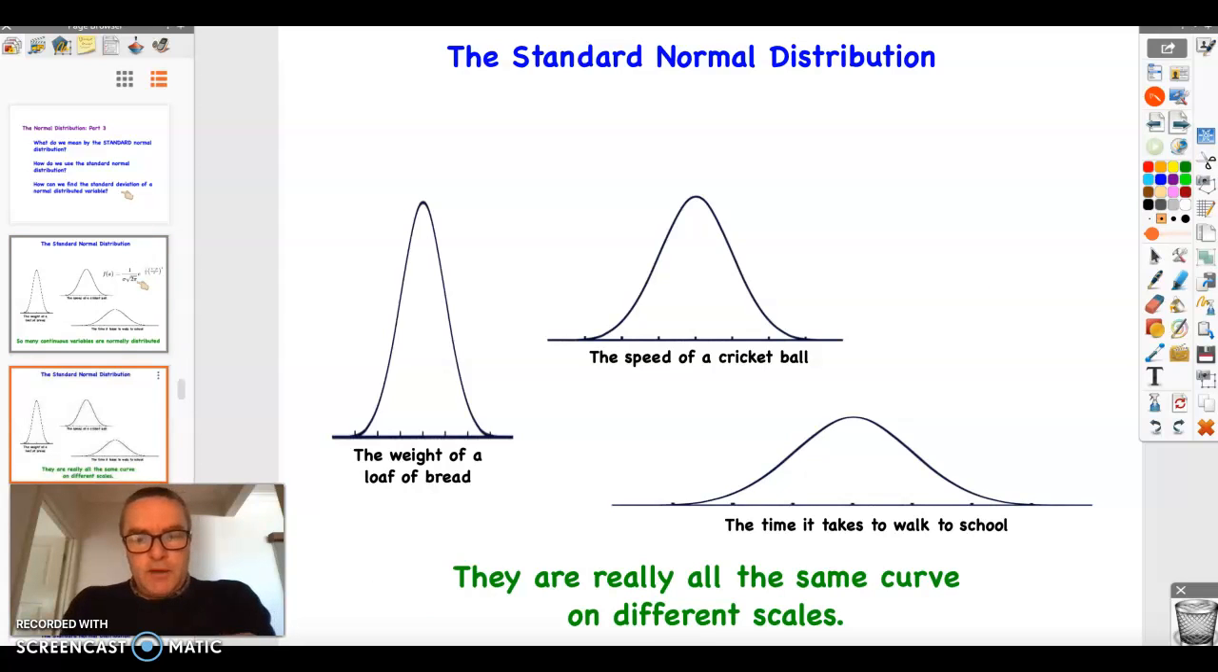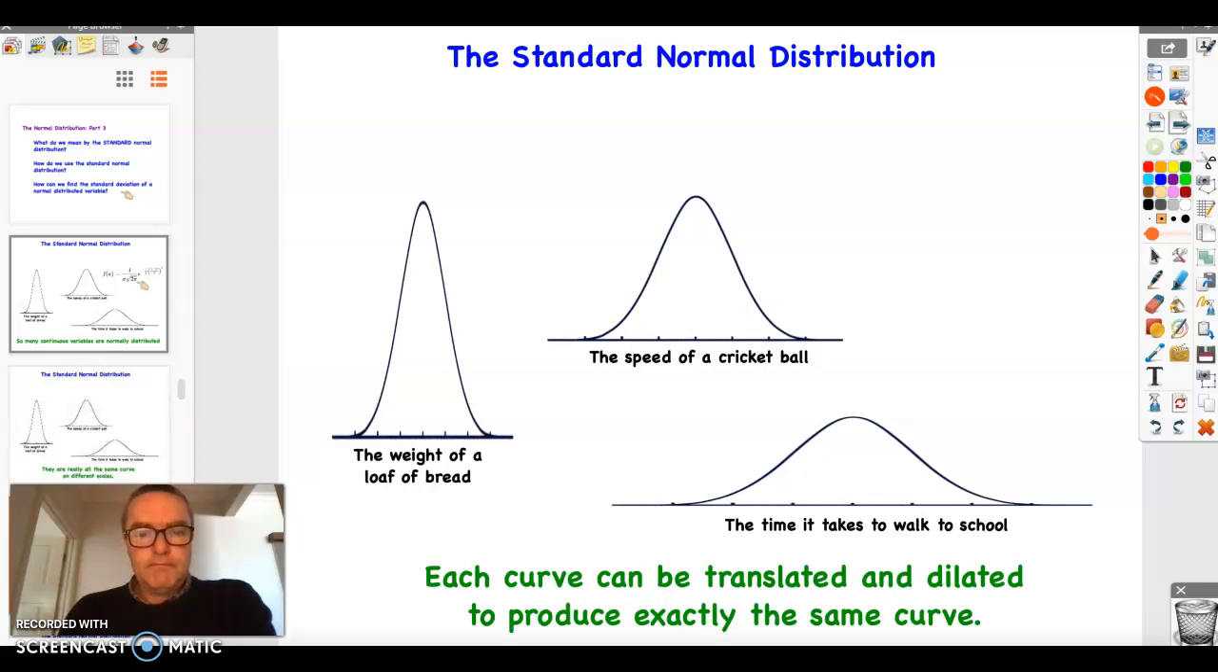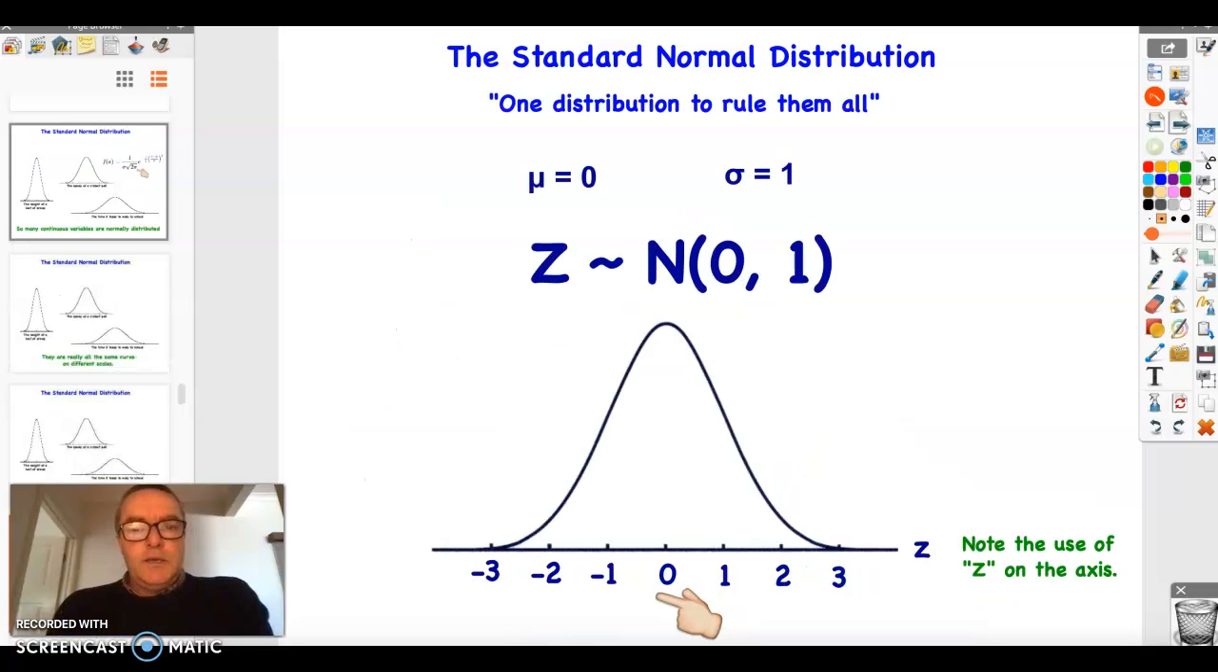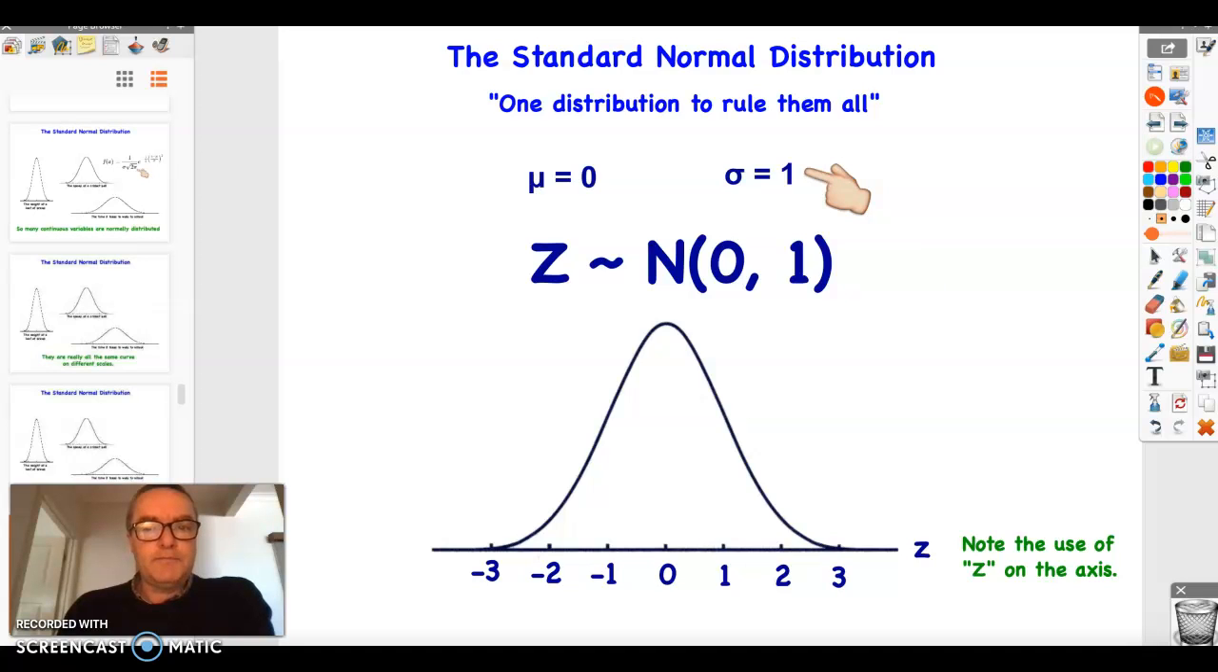The main point is that they really are all the same curve but on different scales. And each curve could be translated and dilated. It would produce exactly the same curve. And that's the curve that we're going to talk about in this lesson. So it's called the standard normal distribution. And when we're talking about this normal distribution, we're referring to a distribution that has a mean of 0. And you can see that in the sketch, we've got 0 in the middle, our positive values to the right and negative values to the left. It has a standard deviation of exactly 1.